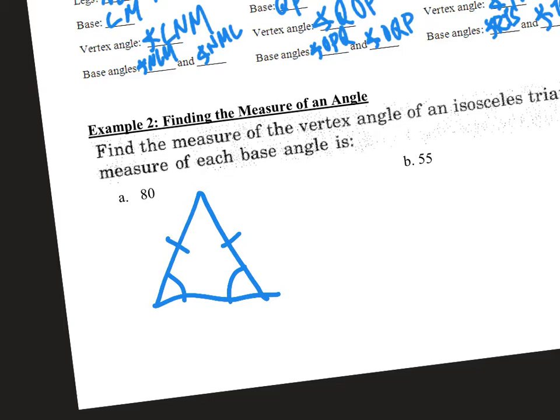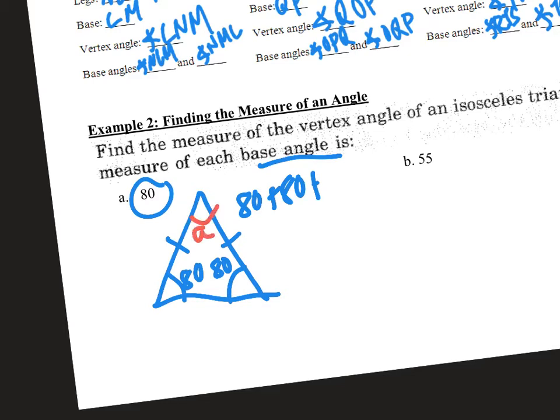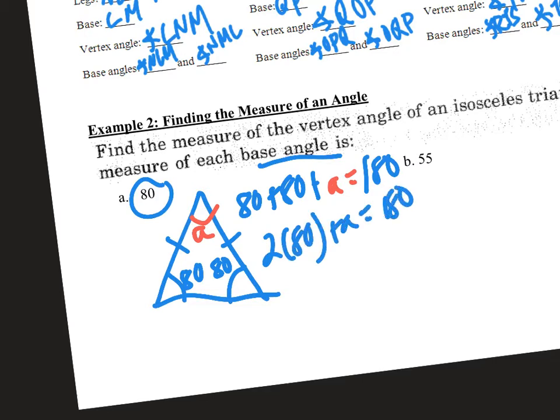For this example, the measure given is the measure of my base angle, so I'm just going to annotate this as 80 and 80. So I know that 80 plus 80 plus whatever my vertex angle is, let's say my vertex angle is A, is going to equal 180. Triangle sum theorem, once again, so useful. Now, I can see a trick: 80 plus 80 is the same as 2 times 80, plus A equals 180.